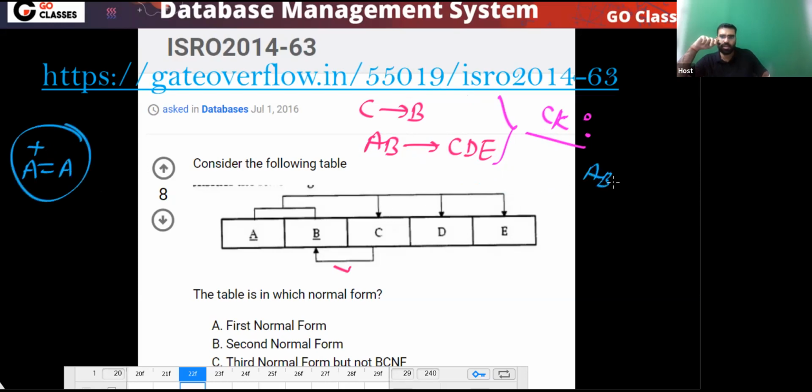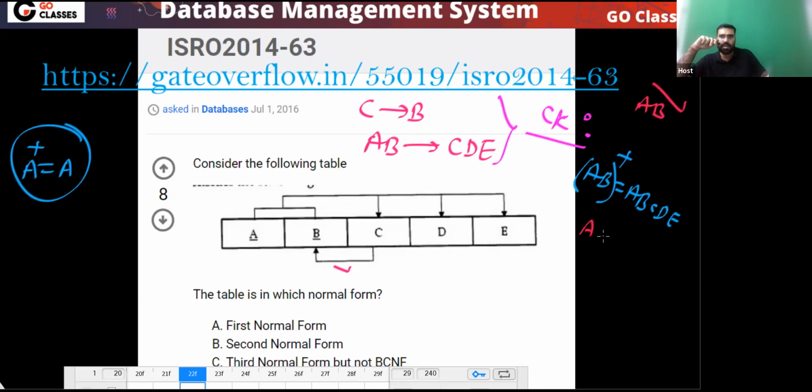So let's see who can give company to A. Let's see AB closure. What will be the AB closure? AB closure will be A, B, C, D, E. You got all the attributes. Yes or no? So definitely AB is a candidate key.